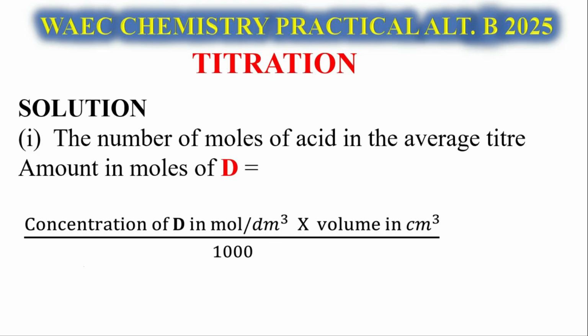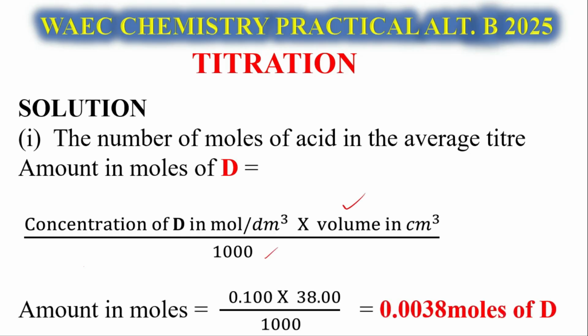You remember, we don't know the acid. They just say an acid. They didn't tell us whether it's HCl or not. So the number of moles that we can use is concentration in mole per dm³ multiplied by the volume divided by 1000. Our concentration is 0.1 multiplied by our volume of acid, which is 38.00, then divided by 1000, gives us 0.0038 moles.